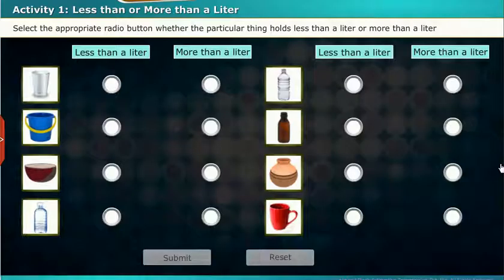Let us start with an activity with the prior knowledge. Select the appropriate radio button whether the particular thing holds less than a liter or more than a liter.